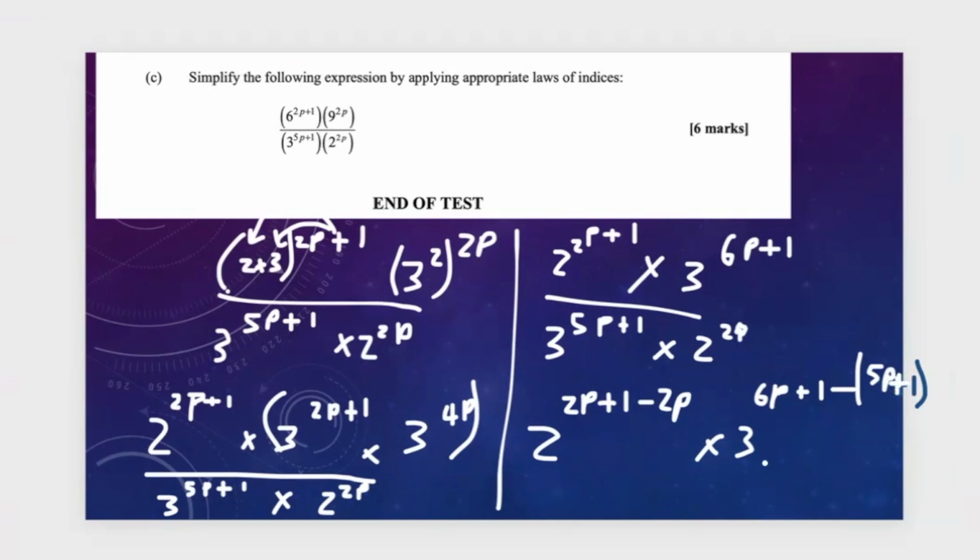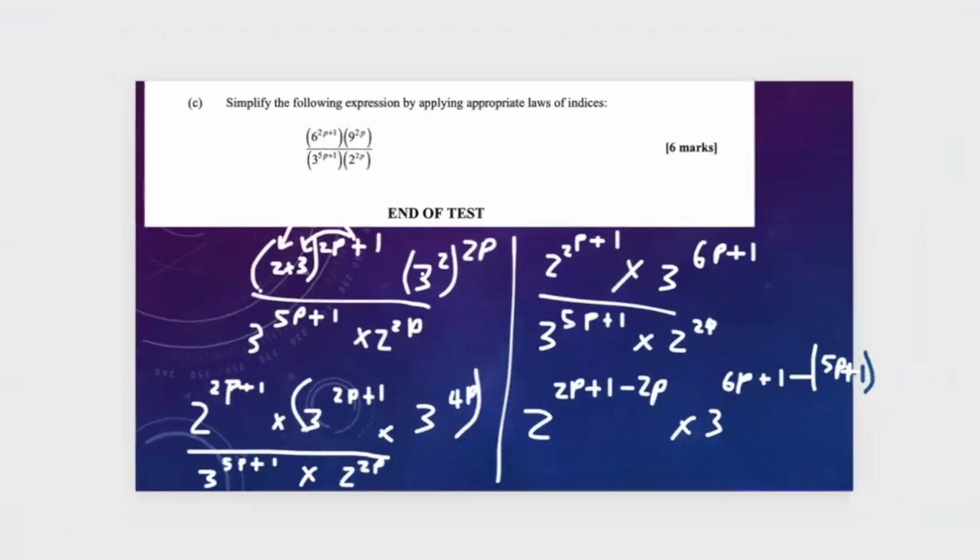So what's going to happen here, just to adjust my screen, we have 2. These are going to cancel, so 2 to the 1. While the next one you have 3 to the 6p plus 1 minus 2p, and then this will come minus 1. So it is 2 times 3 to the 6p minus 2p, that's 4p, and the 1 minus 1 would be 0. So this would be your answer.